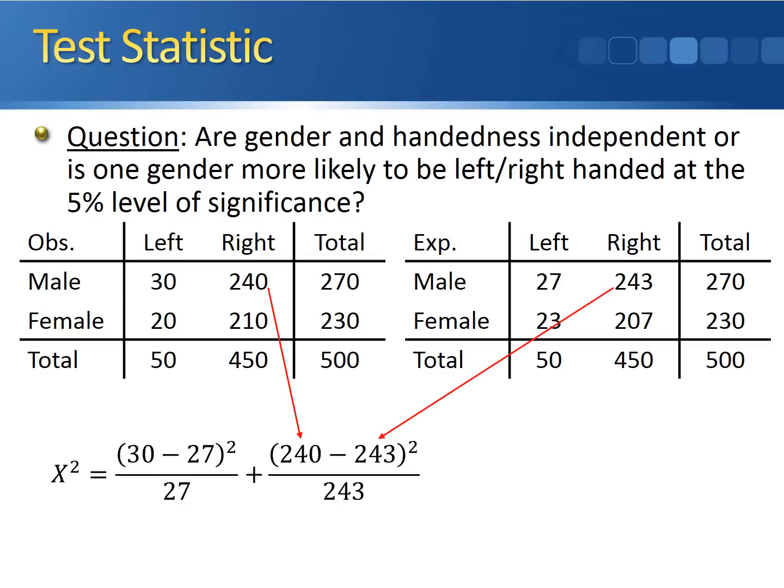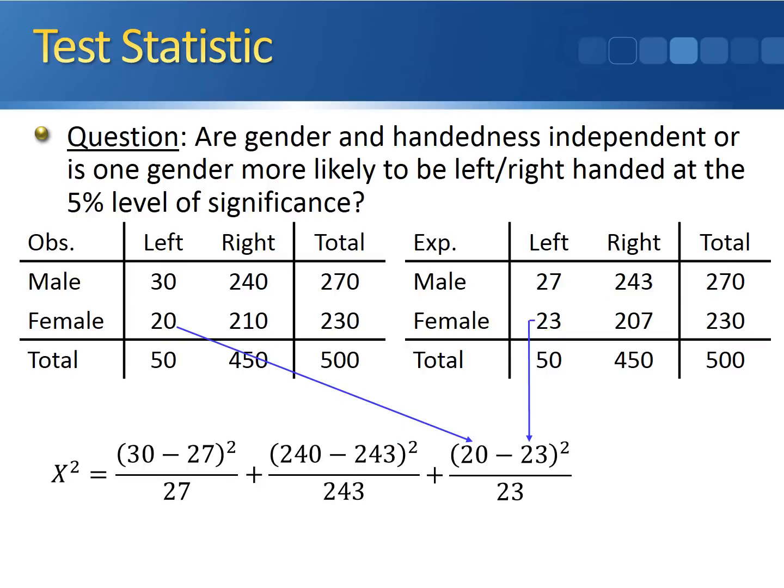The second term is going to come from the people who are male and right-handed. We actually observed 240 people from the survey who were male and right-handed. If gender and handedness are actually independent, we would have expected 243 of them to be male and right-handed. So our second term is 240 minus 243 squared divided by 243.